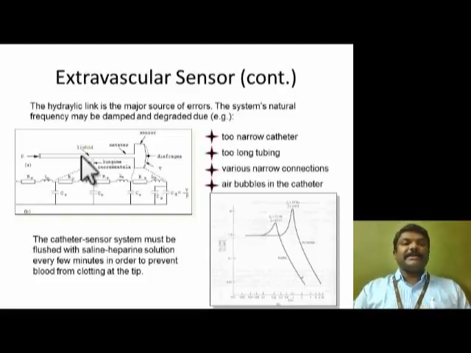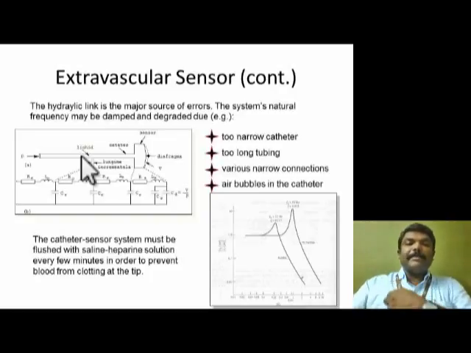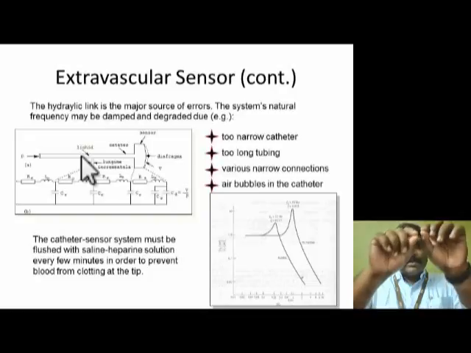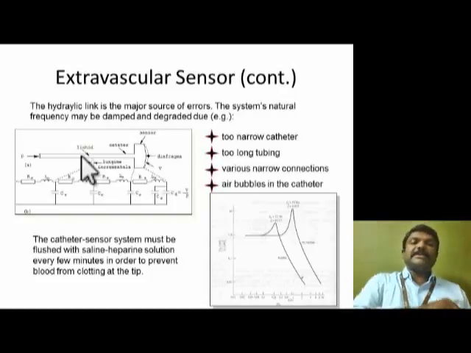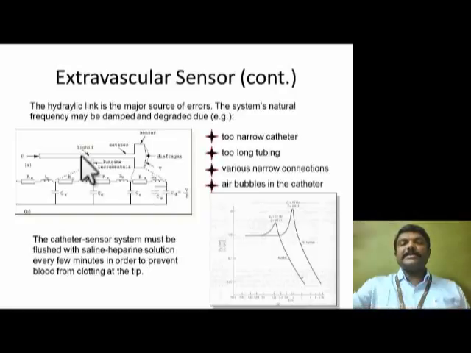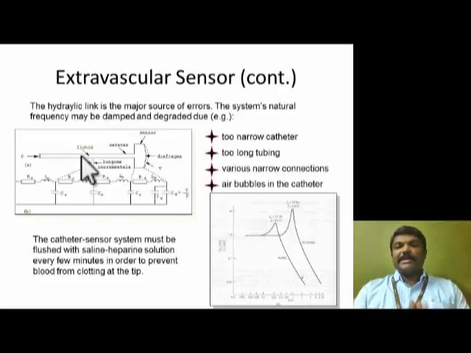Another thing: the catheter is running through the body, and there are so many bends. When the catheter runs through the bends, the pressure is transmitted, and there is a chance the pressure drops in every bend. So when it reaches the sensor, the sensed pressure and the measured pressure will not be equal. There will be a gap. That also reduces the accuracy of this measurement. So these are the drawbacks of this extravascular sensing mechanism.